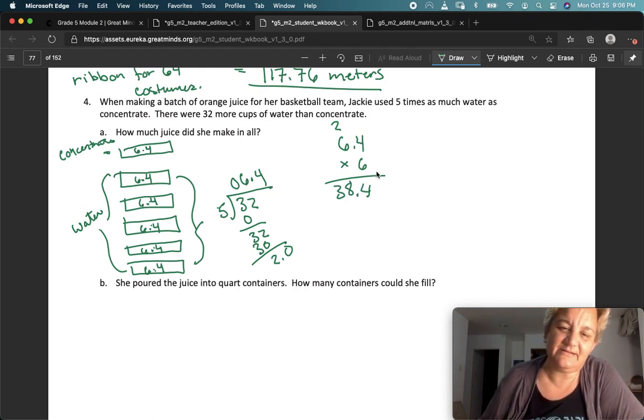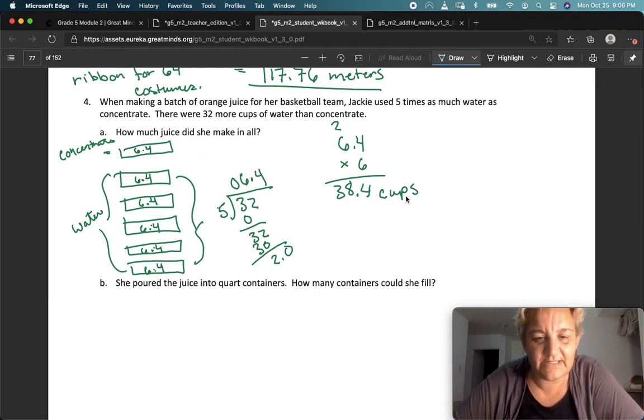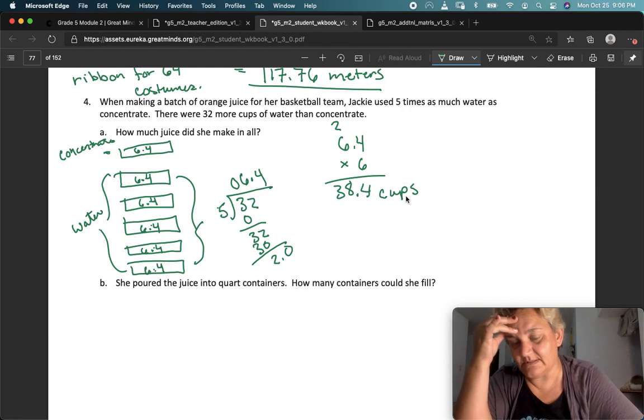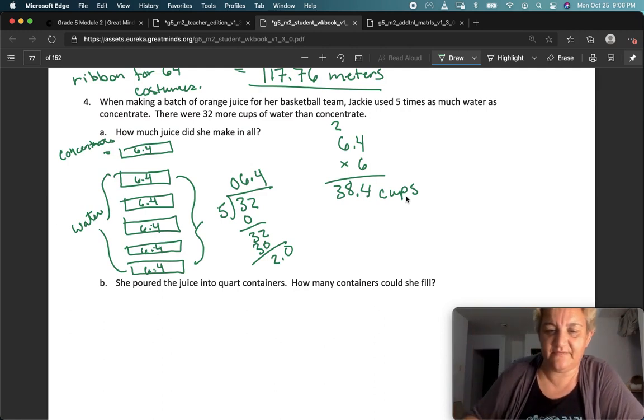There's our answer. Cups. How much juice did she make in all? 38.4 cups. She poured the juice into quart containers. Uh-oh, quarts. Shoot, I always forget quarts. How many containers could she fill?